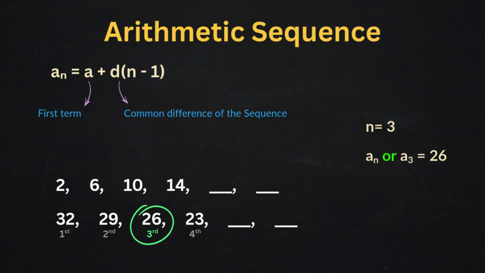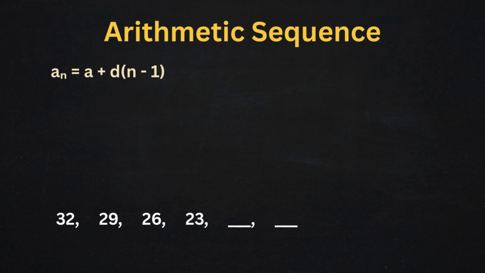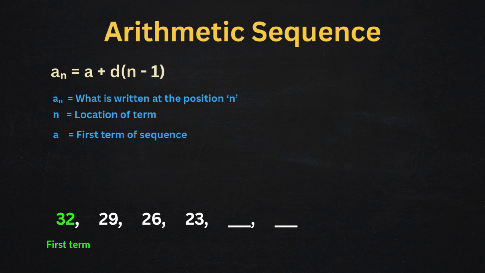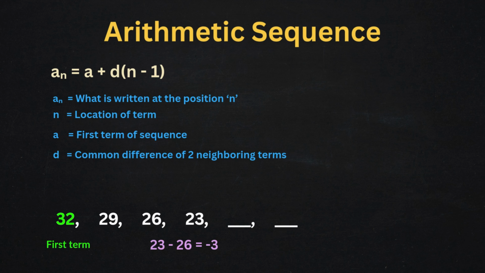Now we know the formula of an for arithmetic sequences: an equals a plus d, whole multiplied by n minus 1. Let's recap what each term means in the formula. An is what's written at the location number n, while n is the location of the term. A is the first term of the sequence, and d equals the common difference of two neighboring terms of the arithmetic sequence.